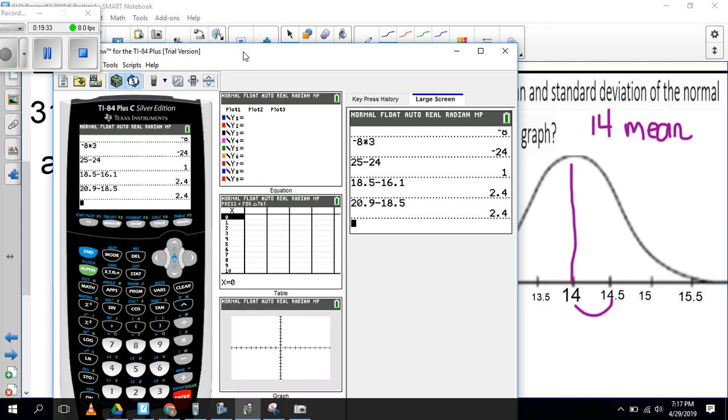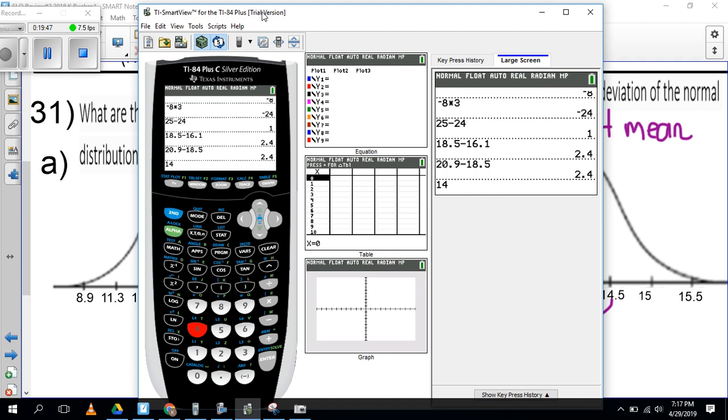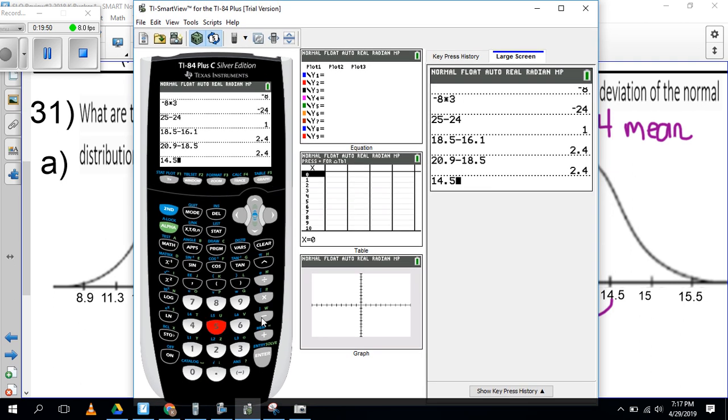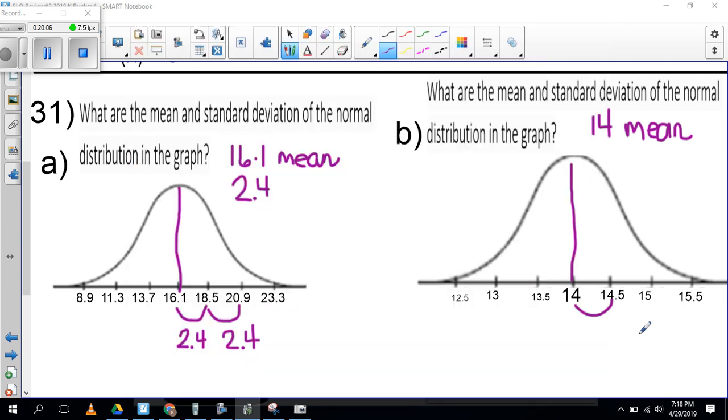So what we do, we get our calculators, and all we're going to do is subtract. So we subtract 14.5 minus 14, and we get a difference of 0.5. So let's try, the next number was 15 minus 14.5, and we should still get a difference of 0.5. Okay, so we got a standard deviation of 0.5. So I want you to try the rest of them. Pause the video and then try the rest.